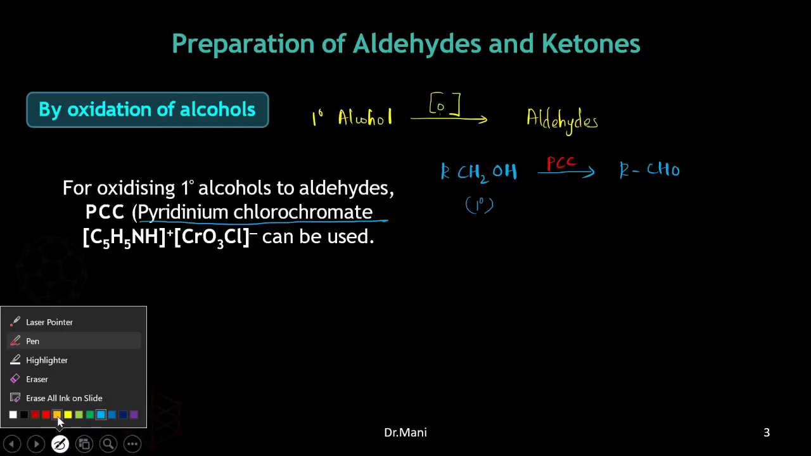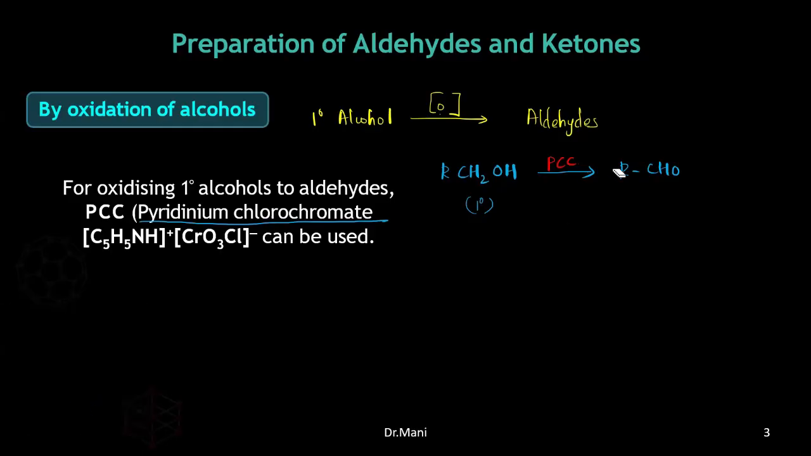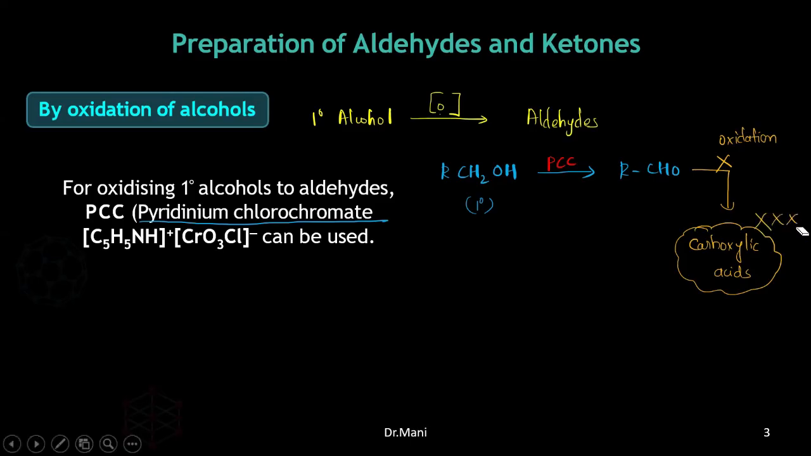A few things you need to know. What is the PCC? It is a catalyst. It selectively oxidizes the primary alcohols to aldehydes, but it will not further oxidize them into carboxylic acids. Why do we call it selective? Because it only oxidizes the primary alcohols, and those it selectively oxidizes to aldehydes. It will not convert them into carboxylic acids. Just remember this: the further oxidation will not happen.